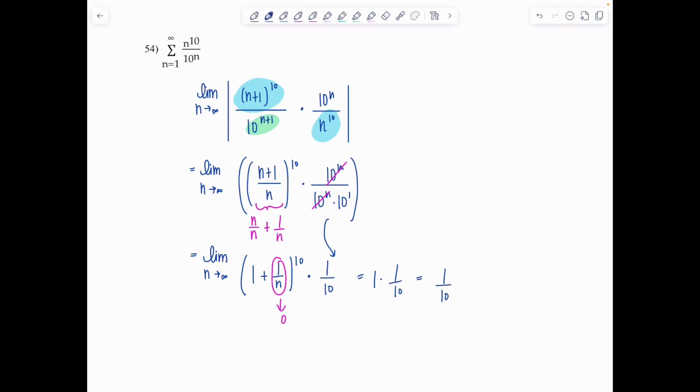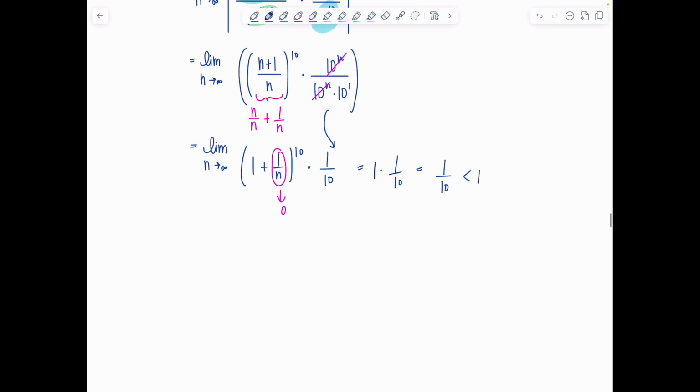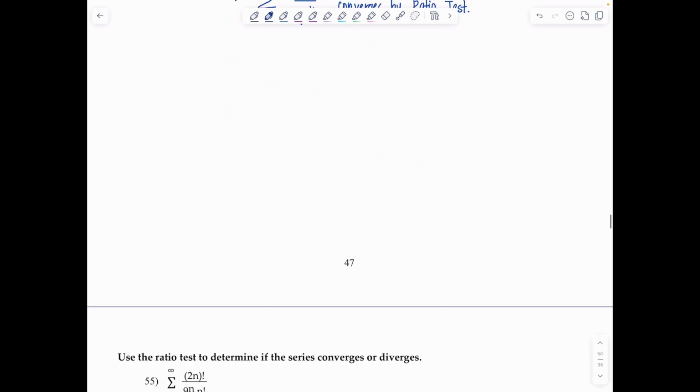And what do I care about this limit? Well, we're doing the ratio test. So all I'm interested in is whether or not it's less than or greater than 1. This is less than 1. So then that tells me that the sum, n equals 1 to infinity, of n to the 10th over 10 to the n converges by the ratio test. Perfect. All right, another one.